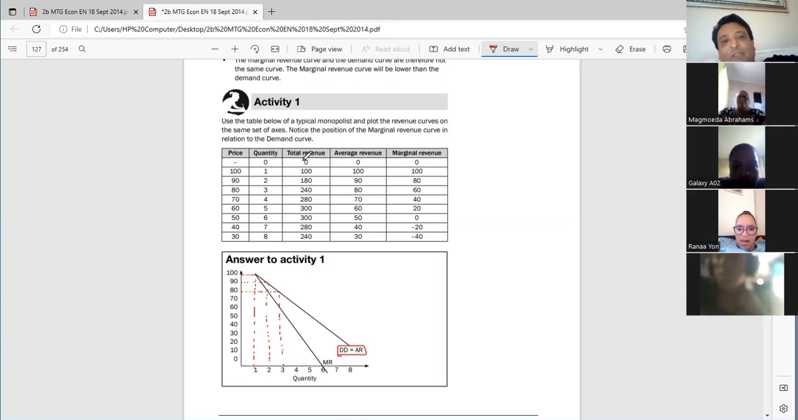What is the total revenue? Total revenue is, if one item costs 100 rand, what do 2 items cost?